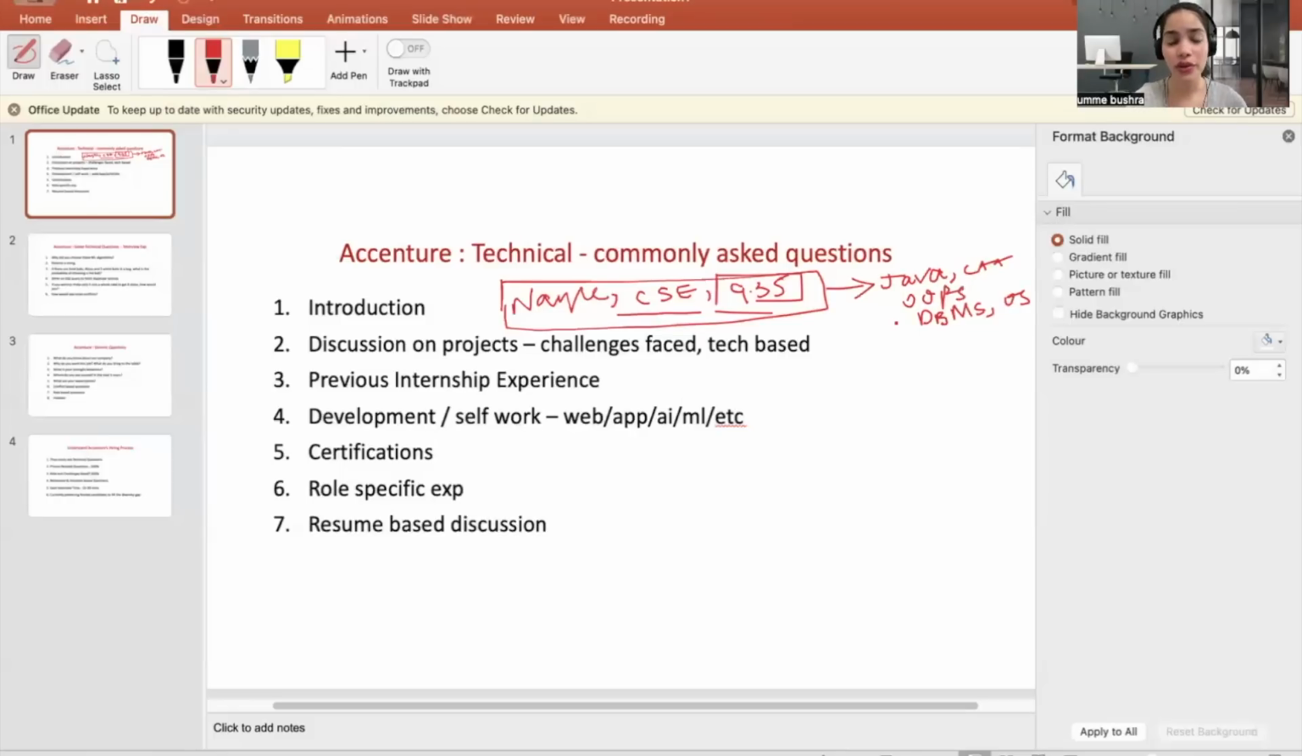Hello, sir. Good morning. My name is Bushra, and I have done my bachelor's in CSC from Bangalore Institute of Technology. My CGPA during my bachelor's was 9.35. My percentage during my 10th board was 95. My percentage during my 12th board was 92. And I have participated in multiple hackathons, one of them being the SIH, and I have volunteered at multiple events.